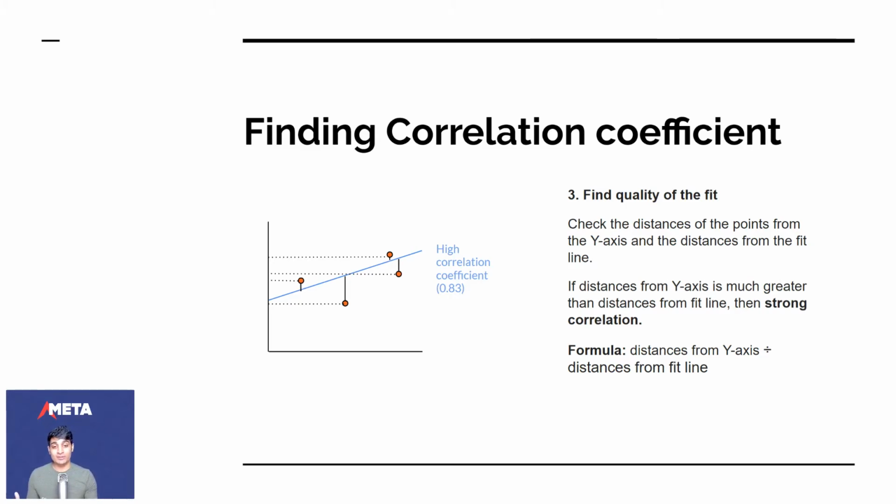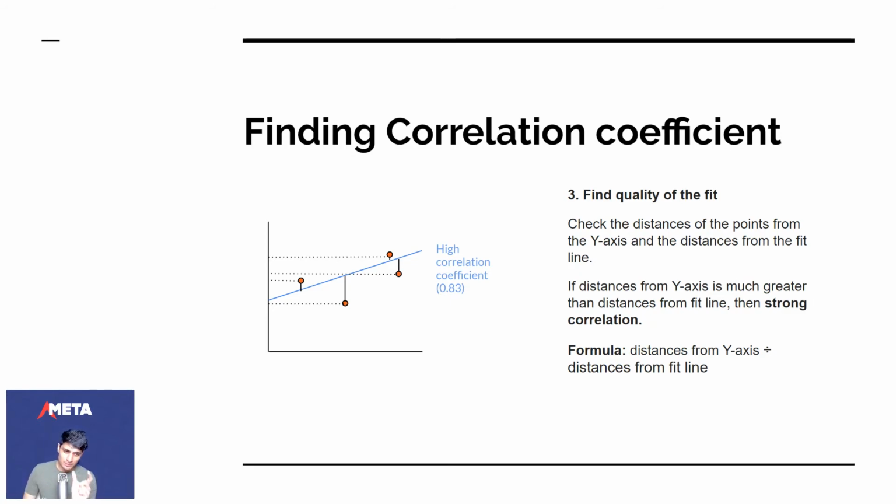So as you can see here, the distances from the y-axis are really large and the distances from the fit line are very small, which is why you have a strong correlation, right? You don't need to remember the formula. You can always Google it. The point is, looking at a scatter plot, you can kind of tell how correlated things are, right? So you don't have to sit and put in the formula, but if you want to, the formula is distances from the y-axis divided by distances from the fit line.